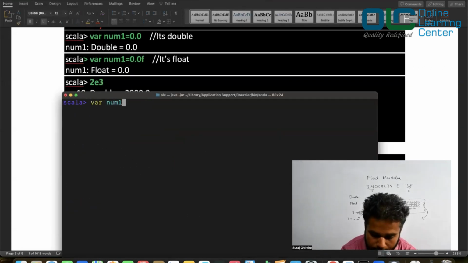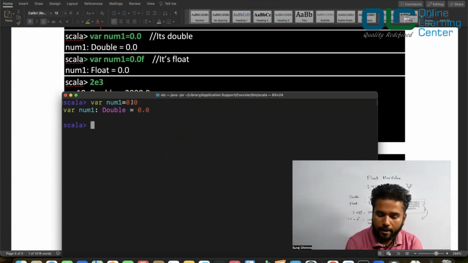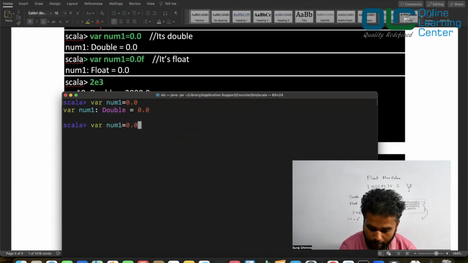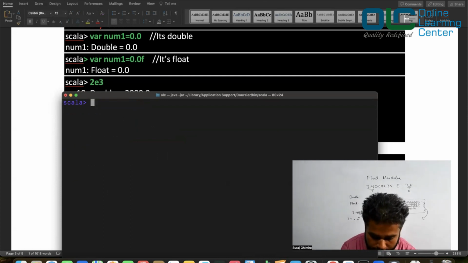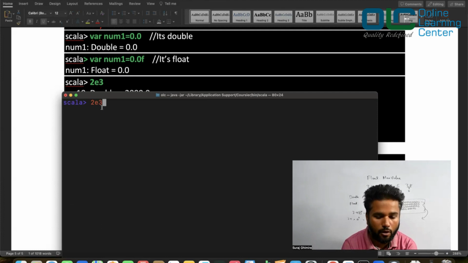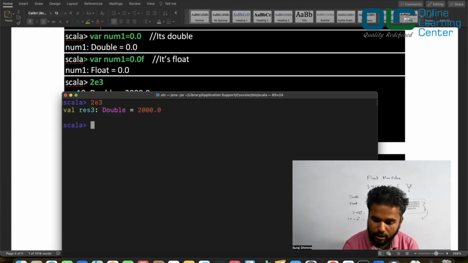Now again let's do this. I'll say variable num1 is equal to 0.0. Now what is the data type? As we know, if you write a decimal and you don't write anything, by default it would be double. If I say f, then it is a float, right? Similarly, if I say 2e3, that means 2 into 10 to the power 3. 10 to the power 3 is 1000. 1000 into 2 is 2000. That's what you should be expecting. But since you have written it in this notation, it will be treated as double, not integer.